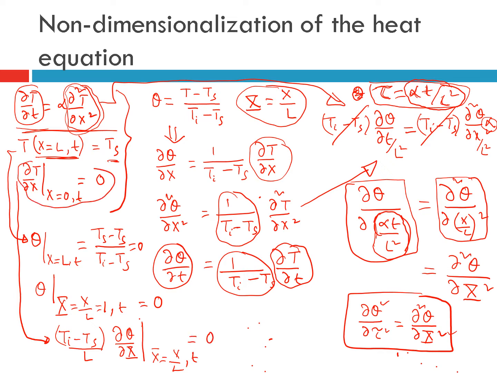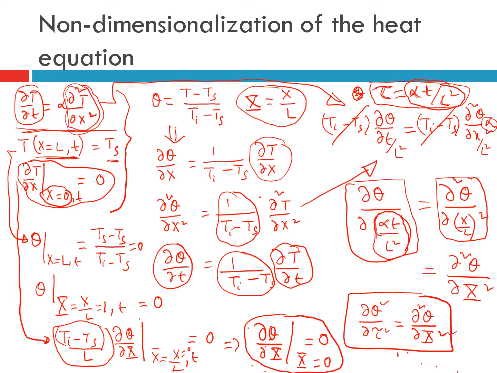That's from this guy here. And because these are all constant, what this means is del theta del X at X equal to 0 is equal to 0, because we're talking about x equal to 0 here. So this is my one boundary condition, and this is my other boundary condition. So with these two boundary conditions, we're going to now solve this equation.